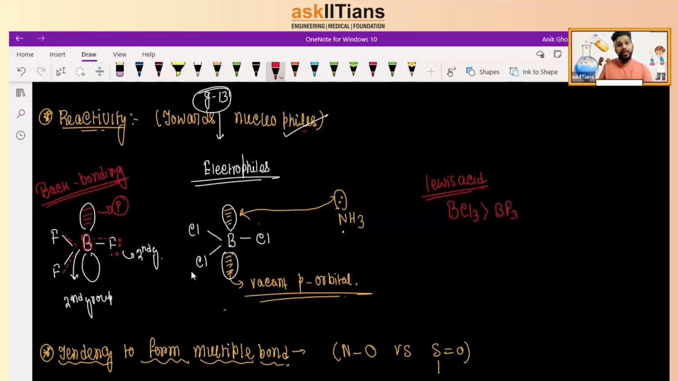That means, guys, they do it. It's not like they never do it. Yeah, but the rate would be lesser. That would be definitely low. But they can act like a Lewis acid. BF3 can also act like a Lewis acid, but it's a weaker Lewis acid than BCl3. This is my point. So I believe this much is clear to all of us.